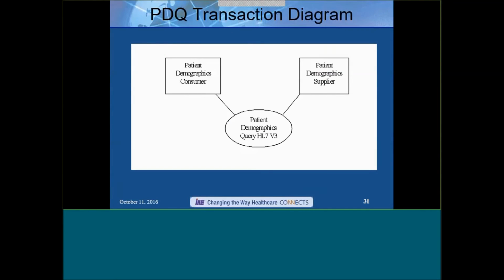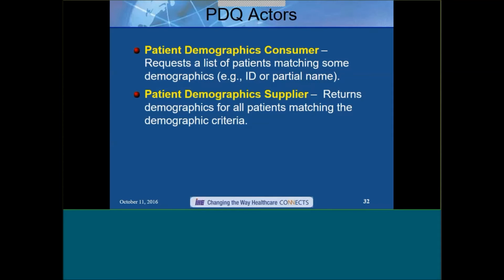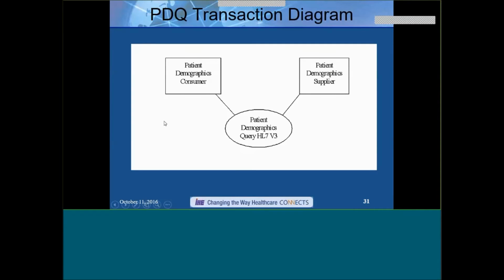And here's a transaction diagram, and I apologize the transaction numbers aren't on here, but this is a very basic one transaction profile, if you will. The patient demographics consumer issues a patient demographics query, and the patient demographics supplier receives that query and provides a response. Pretty simple. I should mention that ITI-47 is the transaction number for this transaction. It's not included in this diagram.